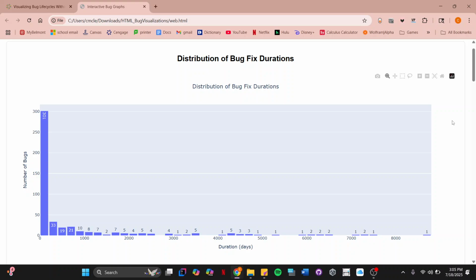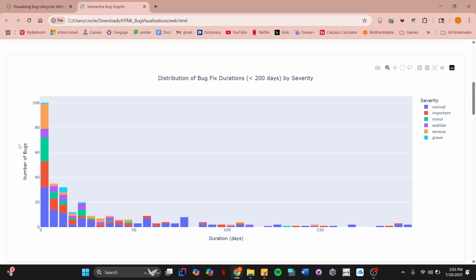So in this first graph, you see that there's a high concentration of data in the first 200 days of the bugs being fixed. So we wanted to look closer at that specifically. So within the 200 days, we also separated out the categories of severity to see what bugs were being prioritized. And we can see there's a high concentration of serious, grave, and important bugs as compared to other ranges later on, which is very important to note as they are prioritizing the more serious bugs.